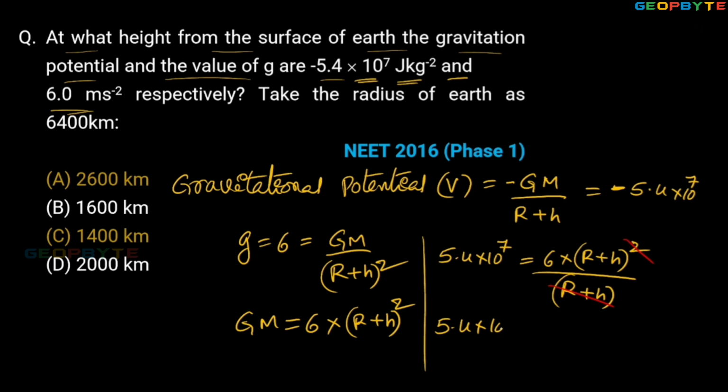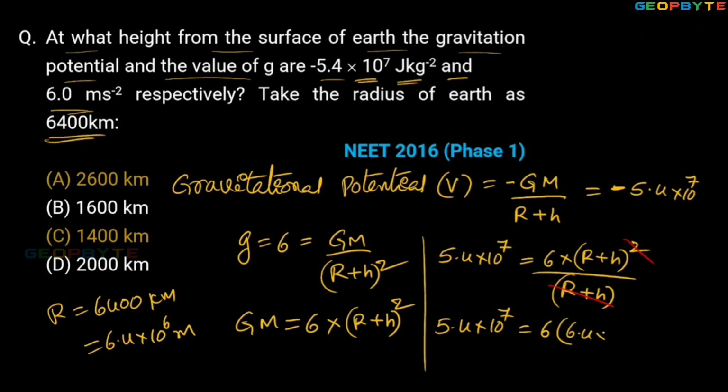5.4 into 10 power 7 is equal to 6 into, look at the radius of the earth given, 6400. Radius of the earth is 6400 kilometers. That is equal to 6.4 into 10 power 6 meters. Okay, 6.4 into 10 power 6 plus h. From this we decide h value. This h value I got 2600 kilometers.